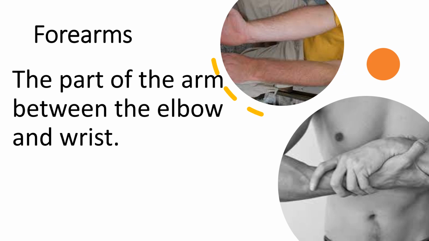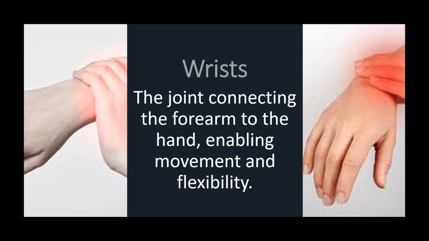Forearms. The part of the arm between the elbow and wrist. This is the forearm. Wrists. The joint connecting the forearm to the hand, enabling movement and flexibility. This is the wrist.